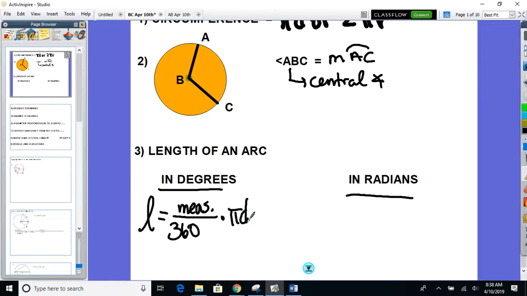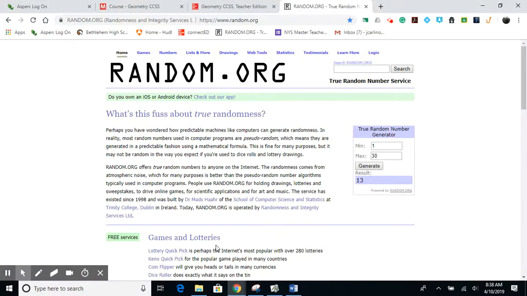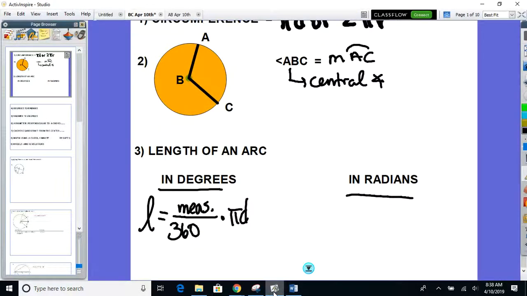If the angle's in radians, new formula, another one. S equals theta r. S is for the arc length. Theta is your central angle in radians, and r is your radius value. Everyone good there?